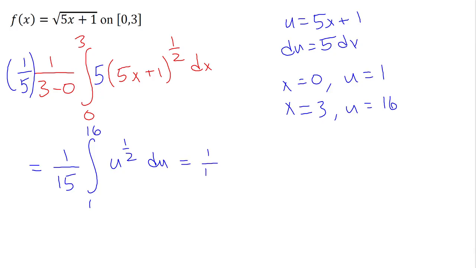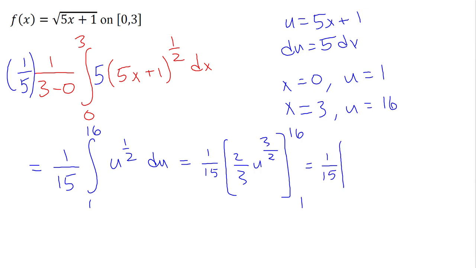And now we can do 1/15 of the integral of u to the 1/2. So that's going to go up to be u to the 3/2. And then we'll divide by 3/2, or get 2/3. So we have 2/3 u to the 3/2 from 1 to 16. Well, that's 1/15 of 2/3 of u to the 3/2. So 16 square rooted is 4, and then cubed is 64. And then if we do that with 1, it's just 1.